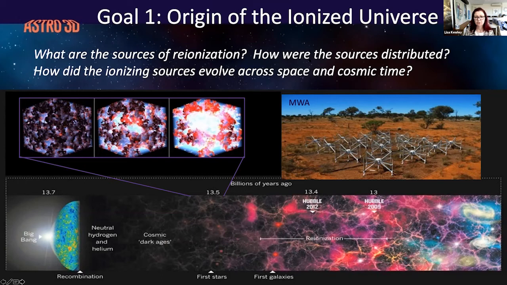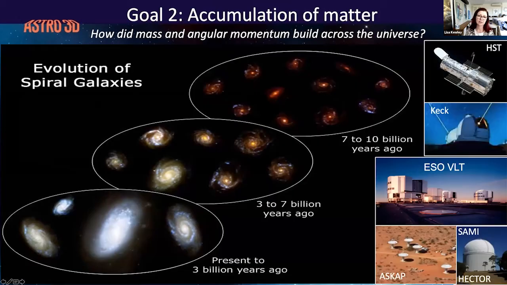Goal two of ASTRO 3D is to understand the accumulation of mass and angular momentum across the universe. In particular, we're aiming to understand how galaxies formed and evolved from the very first galaxies in the universe. We're currently looking at first galaxies using HST candidates, and that's leading into JWST, which we're hoping will launch early next year. In the intermediate redshifts, we're using Keck and the ESO VLT telescopes. For the nearby galaxies, we're using ASKAP as well as the SAMI and Hector instruments to understand the mass and angular momentum in the nearby universe, both in the ionized gas, the stars, as well as the neutral gas.